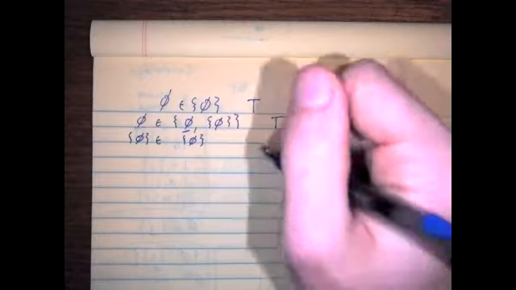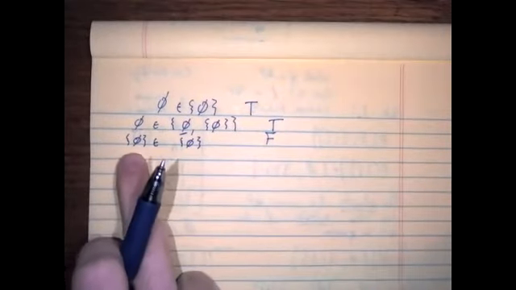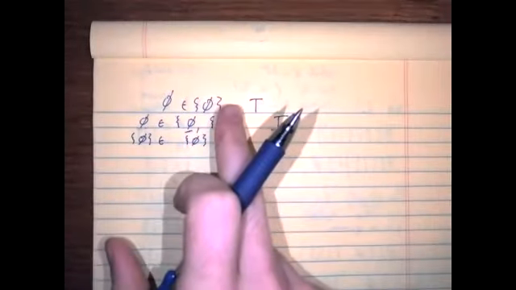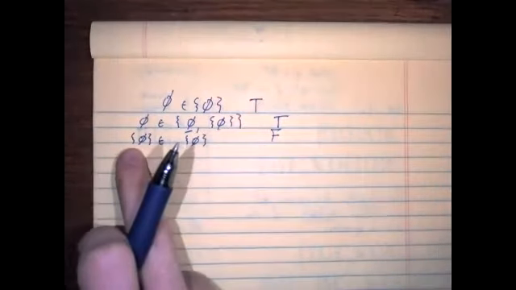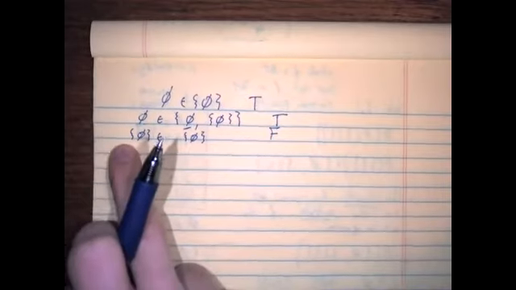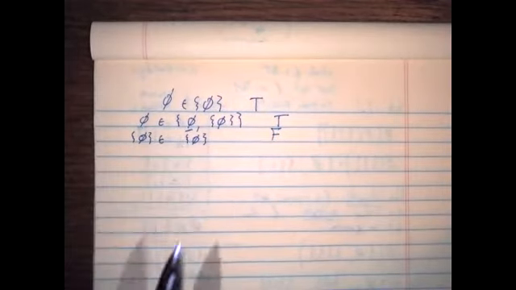Correct. I love seeing all the F's in chat. This is false. It is true that the empty set is an element in here, but it's not the case that this set contains an element which is the set containing the empty set, right?